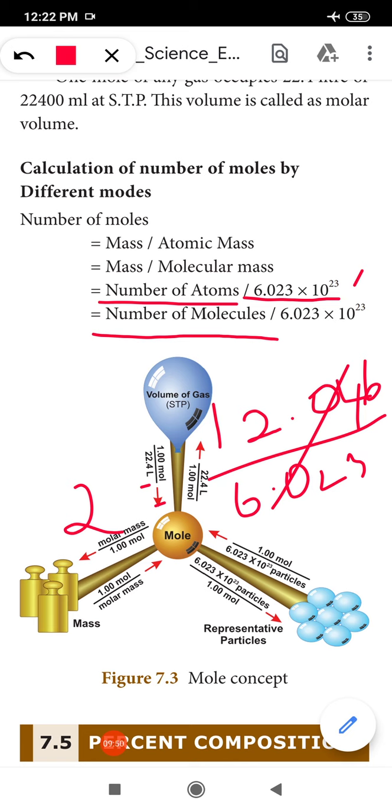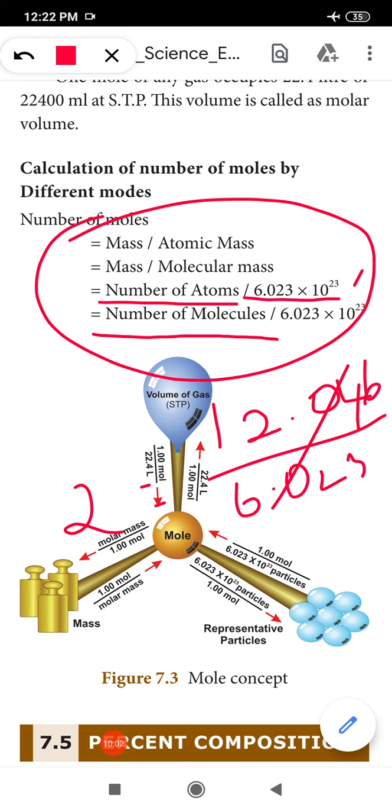Okay. So from mass and from number of atoms we can calculate the mole with the help of these four formulas. All these four formulas are very important. Mass by atomic mass. This formula must be used when mass of the atom is given. Mass by molecular mass, this formula can be used if the mass of the molecule, mass of the substance, is given.